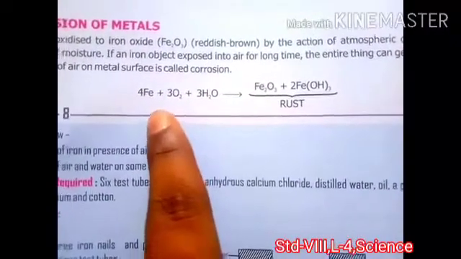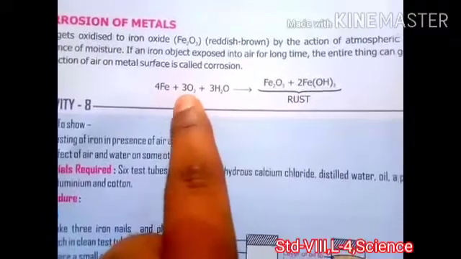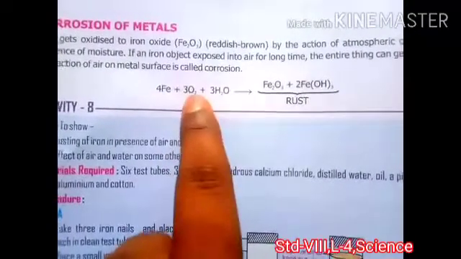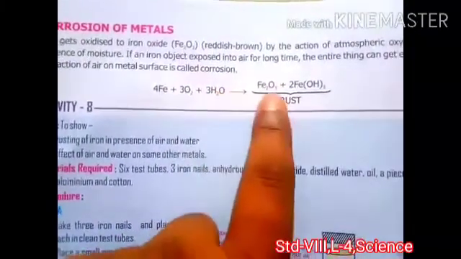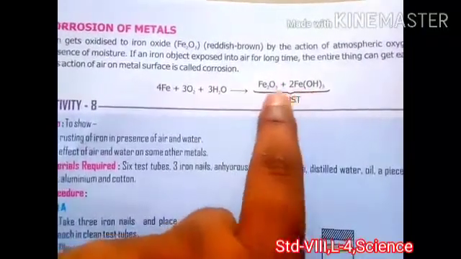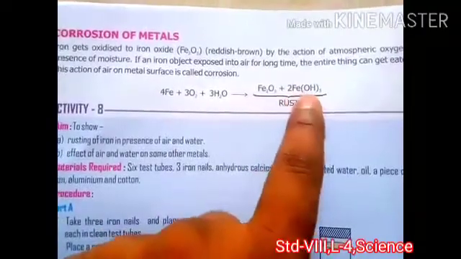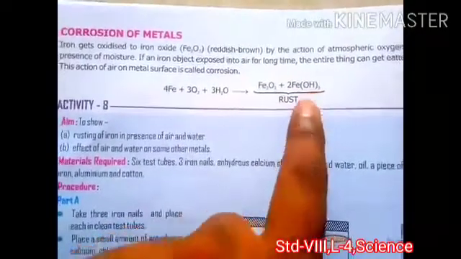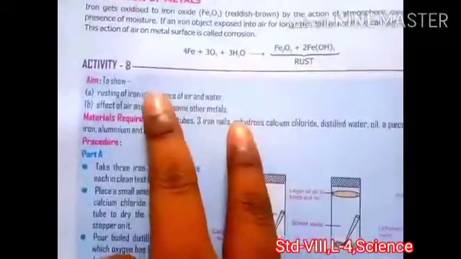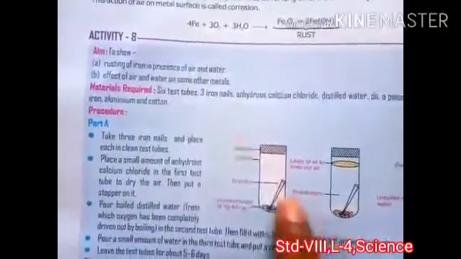As you can see in the equation, iron comes in contact with oxygen and water, and this forms Fe2O3, which is the rust, Fe2O3 plus 2Fe(OH)3, right? So let's do one more activity to understand it, right?